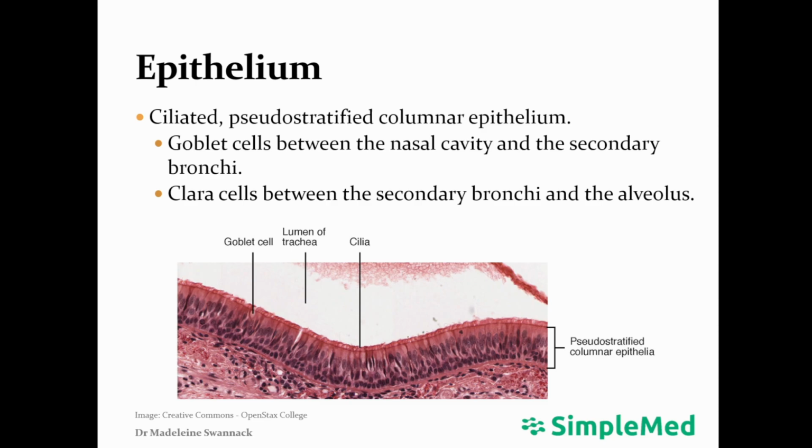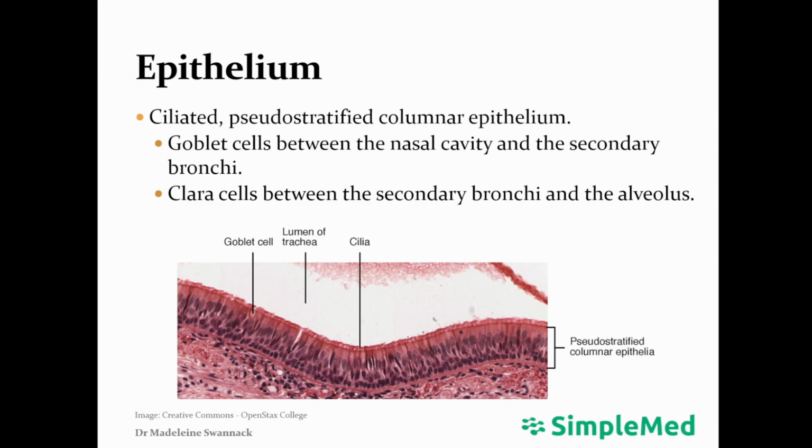The epithelium found in the respiratory system is ciliated, pseudostratified columnar epithelium with goblet cells. Between the nasal cavity and the secondary bronchi, the goblet cells produce and release mucus, which traps microorganisms and inhaled particles. The cilia then waft the mucus up to the pharynx to be swallowed and digested in the gastrointestinal tract.